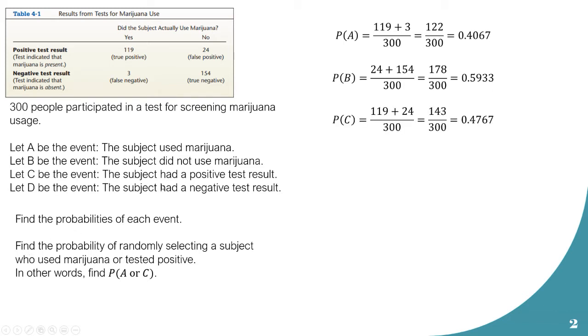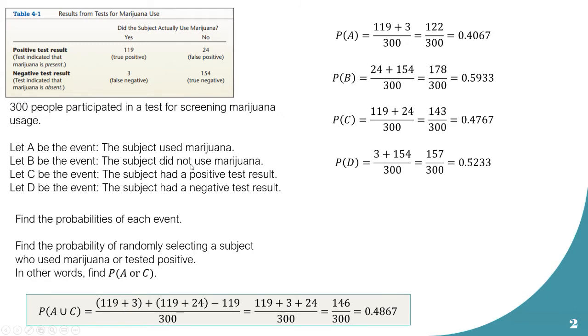The probability that the subject had a positive test result, well, how many people received positive test results? 119 plus 24, that gives us 143 out of 300, 0.4767. And D, the probability that the subject had a negative test result, well, it's these 3 plus these 154, that gives us 157 out of 300 for a probability of 0.5233. Now we're asked to find the probability of A or C.